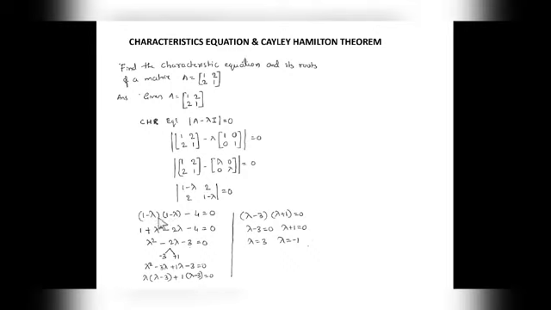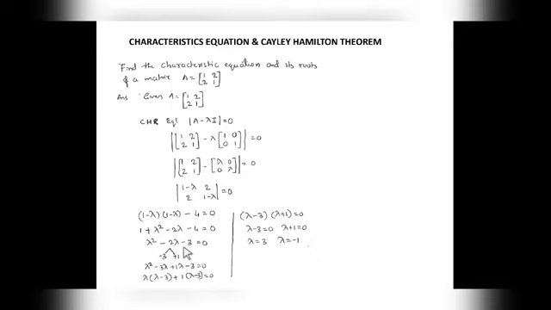Multiply these two binomials. 1 into 1 is 1, minus into minus plus lambda into lambda, lambda square, and then minus lambda, minus 2 lambda. That I have expanded using the formula (a minus b) whole square, minus 4 is equal to 0. Now lambda square as it is, minus 2 lambda, 1 minus 4 is minus 3, is equal to 0. I have written in linear form.